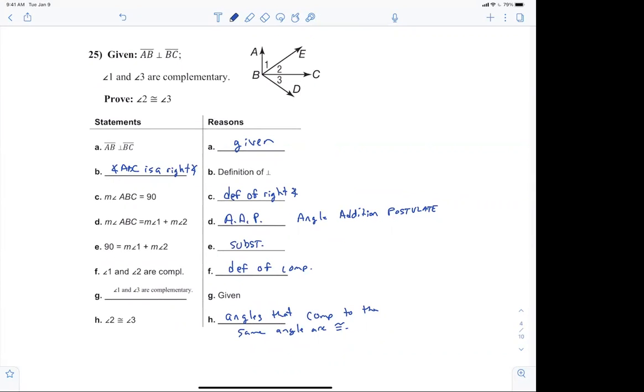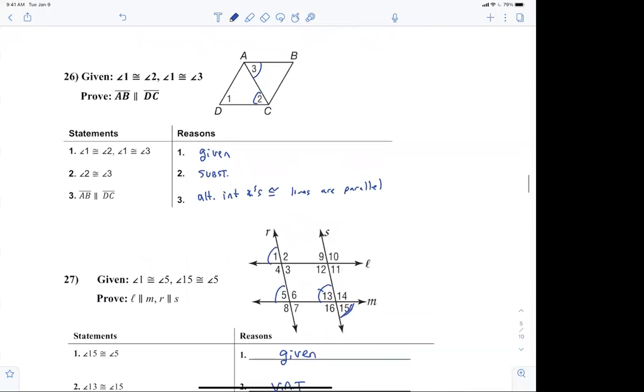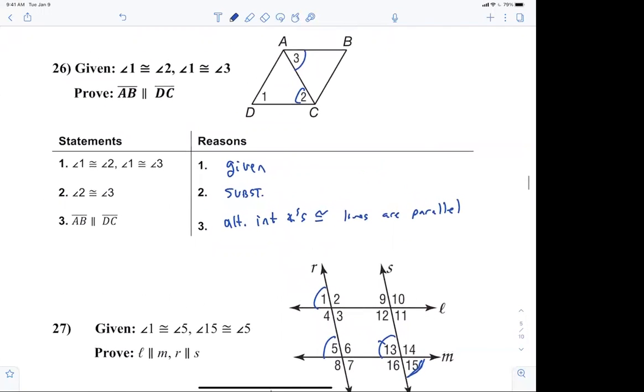All right. Let's move on. Now, how do we know, like 26, how do I know that AB is parallel to DC? Because if lines are parallel, then their alternate interior angles are congruent, correct? If alternate interior angles are congruent, then the lines are parallel.